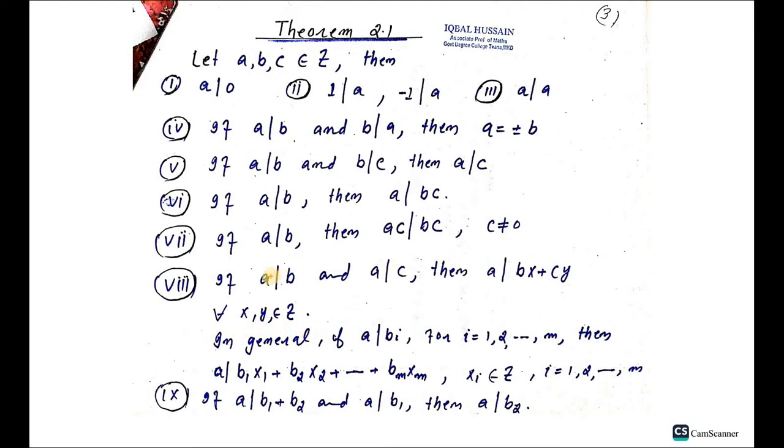That is, if the integer a divides the two integers b and c, then a will divide the linear combination of b and c. In general, if a divides the integers b1, b2 up to bm, then a will divide the linear combination of b1, b2 up to bm. Also, if a divides the sum of two integers and if the integer a divides one of them, that is b1, then a divides the second integer b.